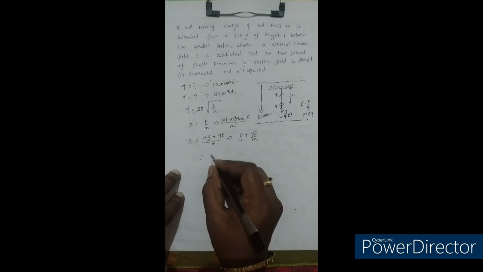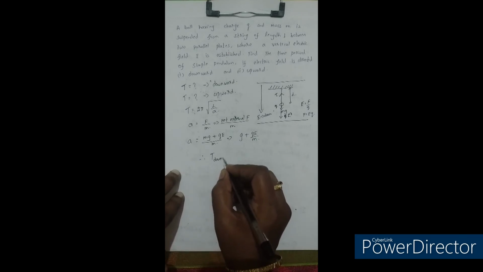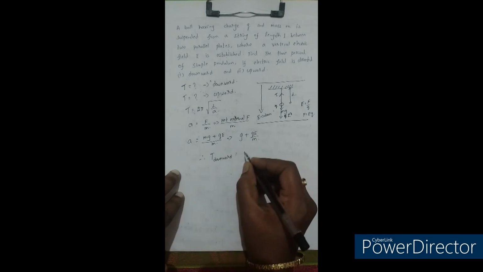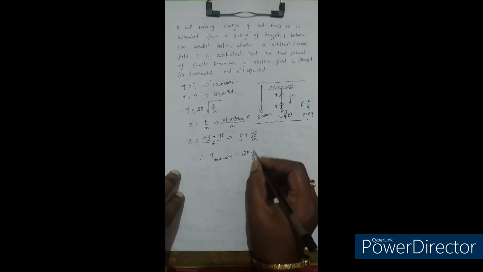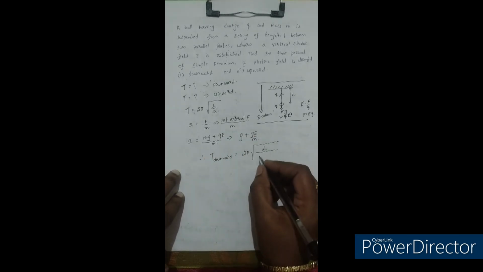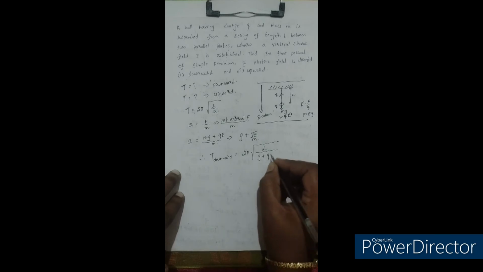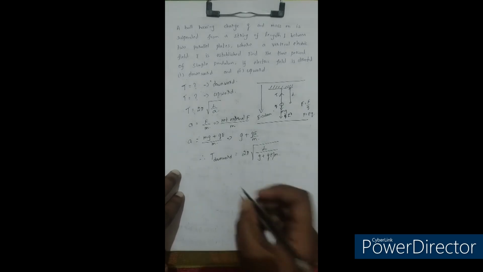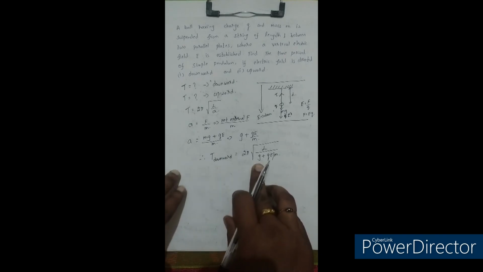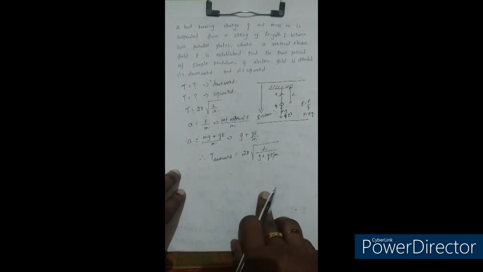Therefore, what will be the time period when the field is in the downward direction? It will be equal to 2 pi into root of L divided by the acceleration, which is g plus QE by m. So this is the expression for the time period when the electric field is acting in the downward direction, children.